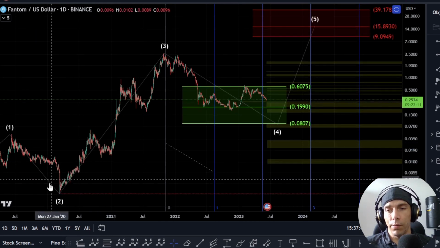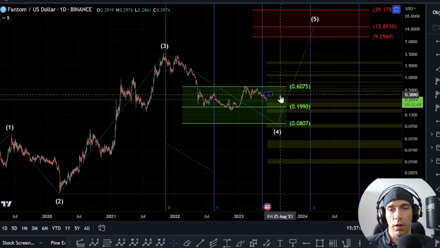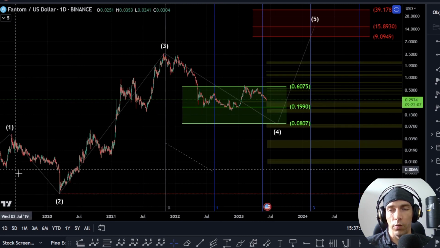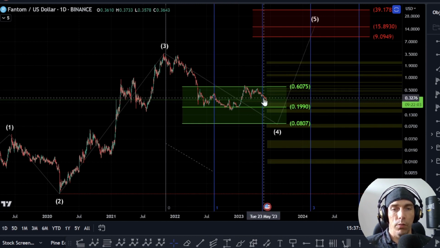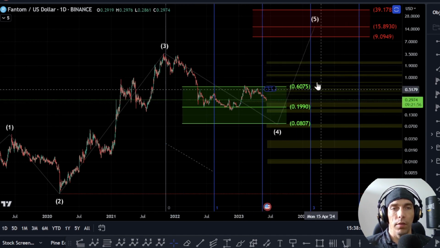Now, I have a time-based fib on here as well, just to show the time relationship between this, if we want to look at this as a wave 2 and this as a wave 4. So we have actually come past that 1-to-1. We've just crossed this 2-to-1, and basically what I want to see here is I don't want to see this get too much bigger than this 3-to-1.